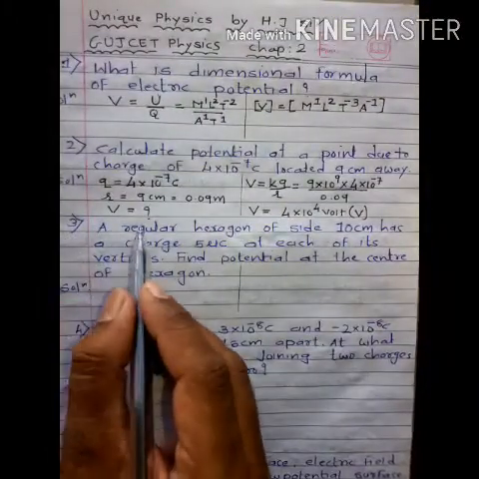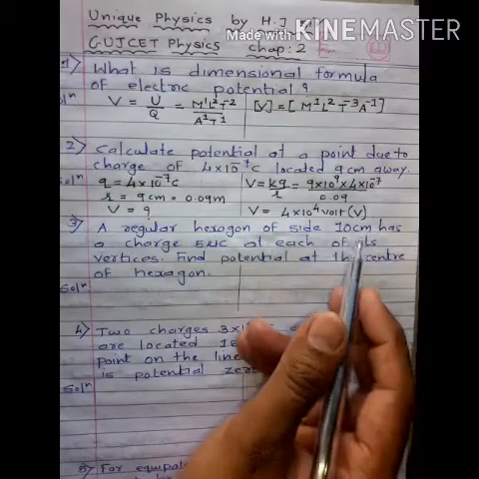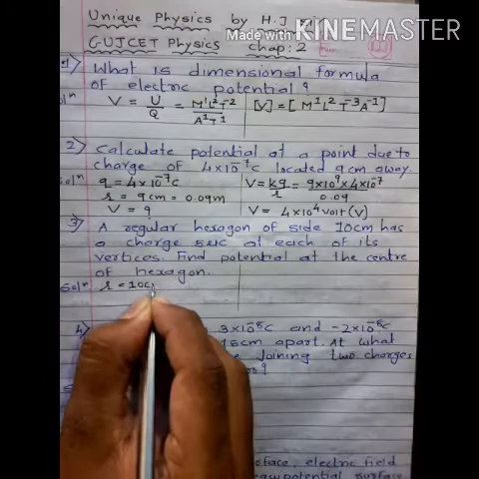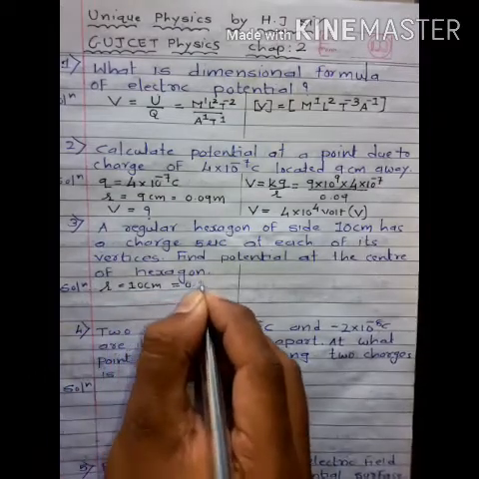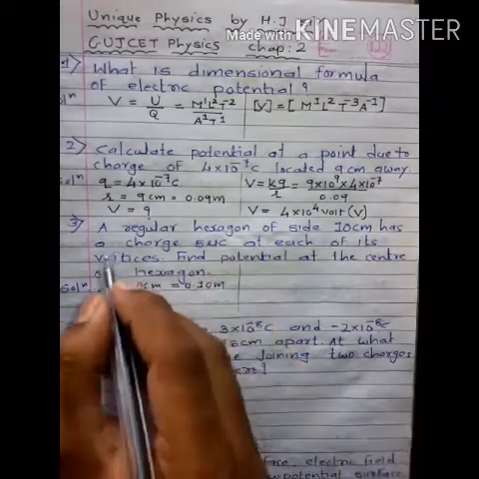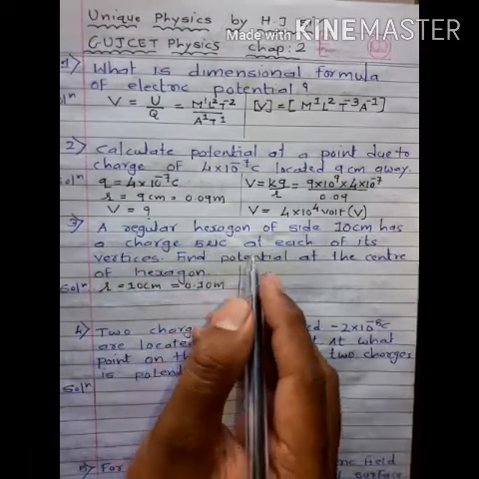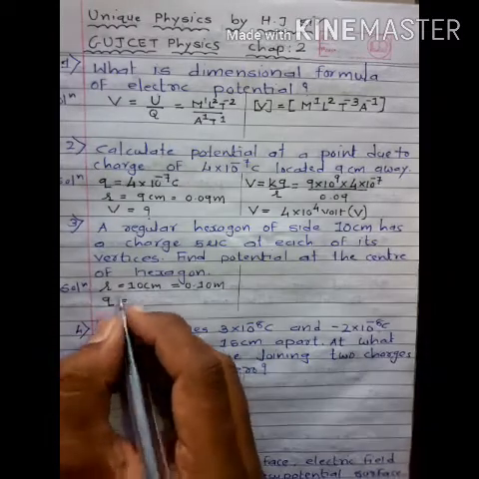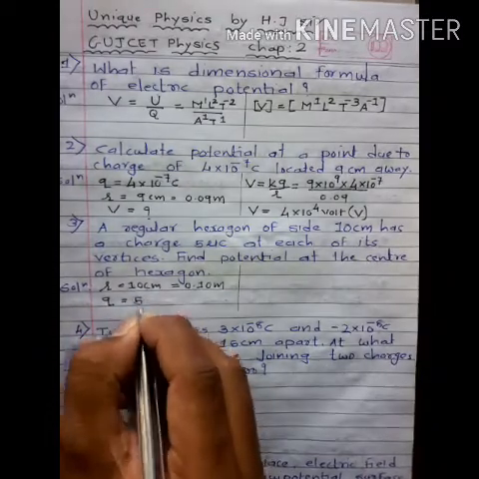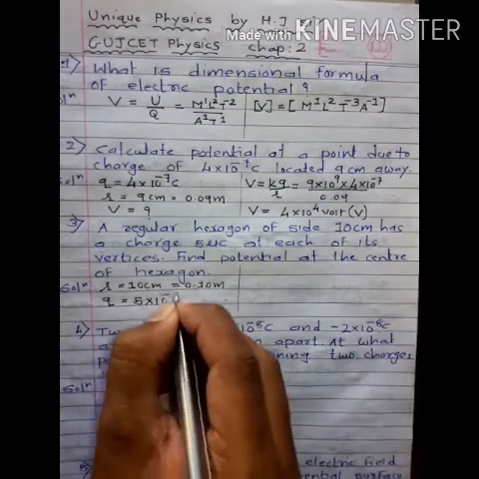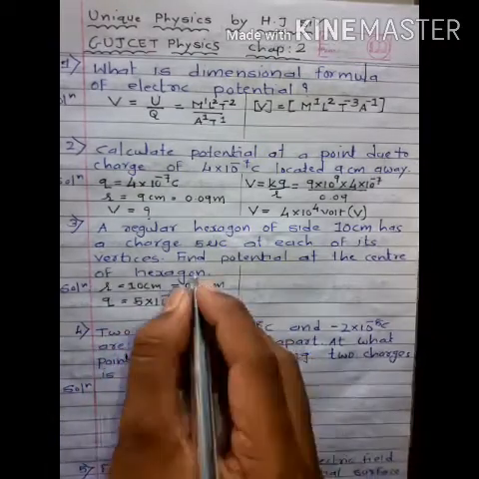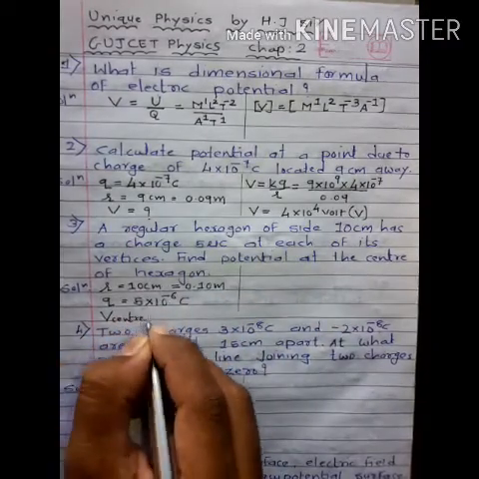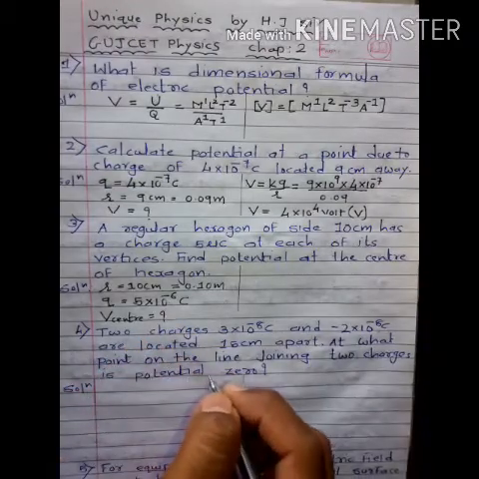MCQ number 3. A regular hexagon of side 10 centimeter, means here distance is given, 10 centimeter. So its value in meter is 0.10 meter. It has a charge of 5 microcoulomb at each of its vertices. So the charge on each of the vertices is given, 5 microcoulomb. Micro means 5 into 10 raised to minus 6 coulomb. Find the potential V at the center of the hexagon.